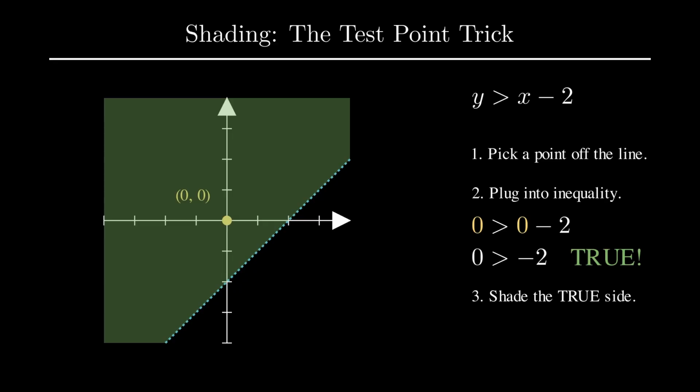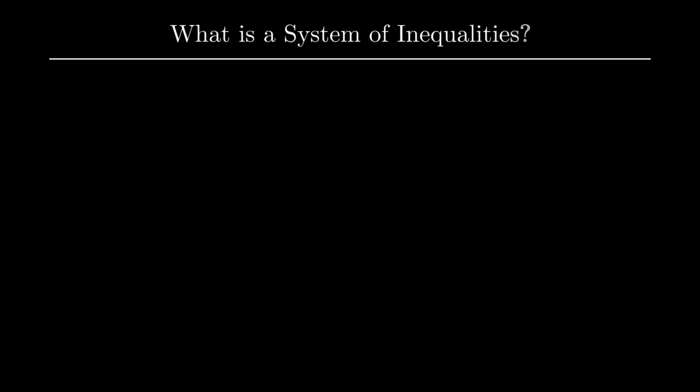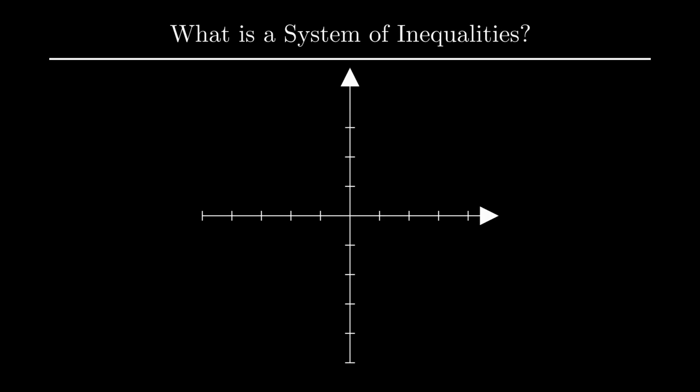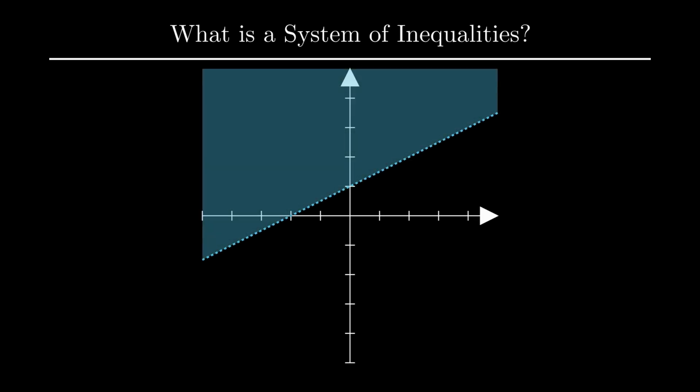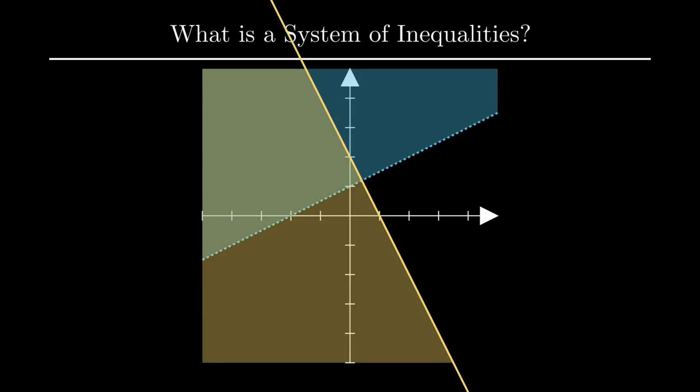However, that's only when we have one inequality to solve. If you're wondering what happens when we have multiple, let me explain. So what is a system of inequalities? A system just means we are graphing two or more inequalities on the exact same coordinate plane. Imagine graphing our first inequality and shading its region in blue. Then, right on top of it, we graph a second inequality and shade its region downward in yellow.